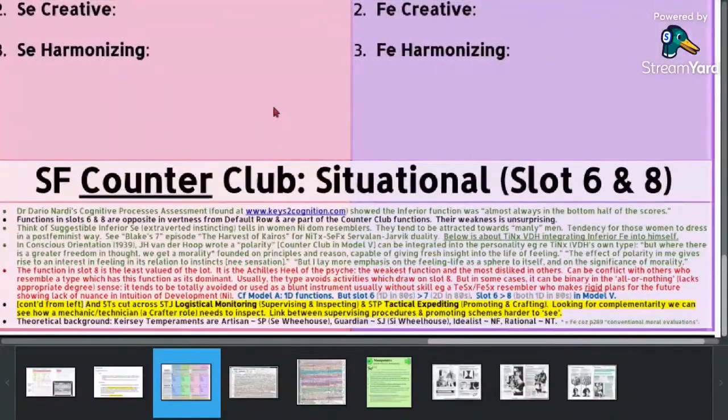We got here. Right. Think of suggestible inferior SE, extroverted instinct, and tells in women NI Dom resemblers. They tend to be attracted towards manly men. Tendency for those women to dress in a post-feminist way. See Blake 7 episode, The Harvest of Kairos, for NITX Vaserlan Jarvik duality.